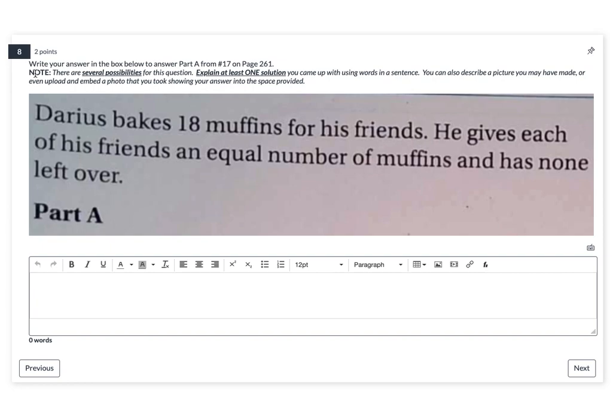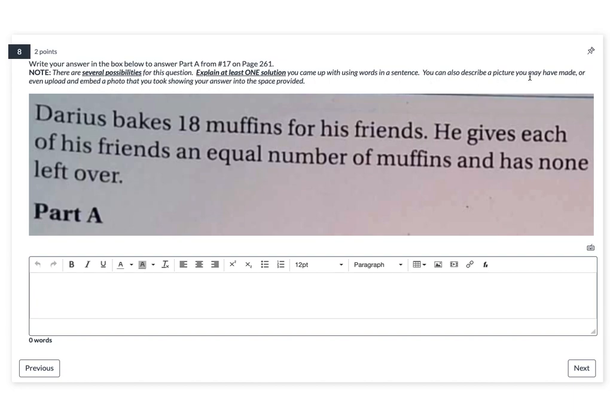Okay, so you need to write the answer for how many muffins he gives each of his friends, an equal number. How many muffins does he give each friend? I will fix that so it's a little more clear. So note, there are several possibilities, right? He's got 18 muffins and he's giving each of his friends an equal number. We don't know how many friends, we don't know how many muffins, but you can find at least one of the possibilities. So you will explain at least one solution you came up with using words in a sentence.